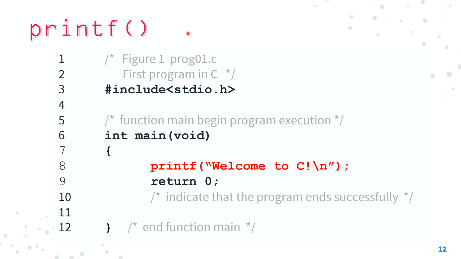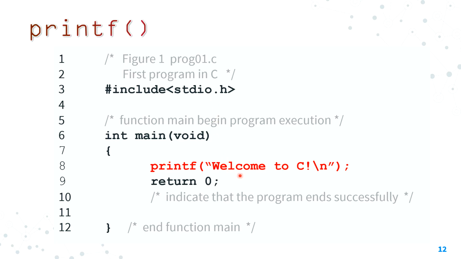Now printf. Printf is used to display output on the screen. It is a library function that sends formatted output, which can be text or values, to the display. The stdio.h must be included to use the printf function. The printf function is defined in the stdio.h header file, which must be included using #include <stdio.h>.